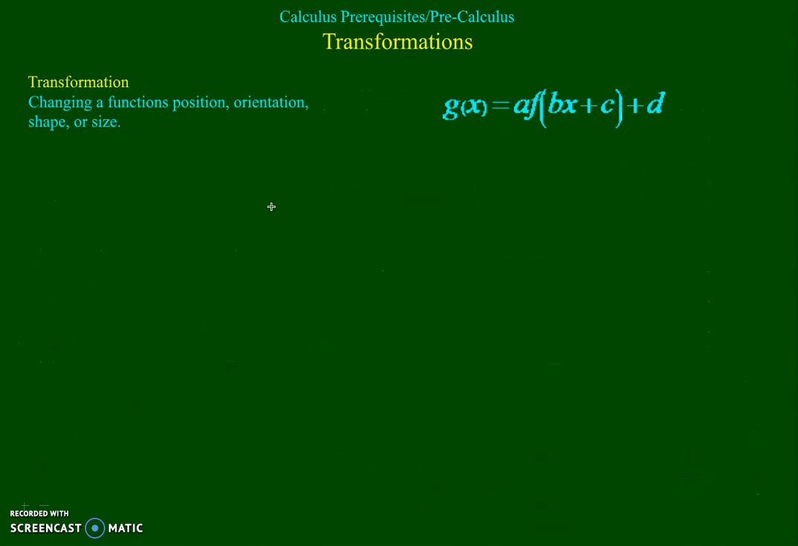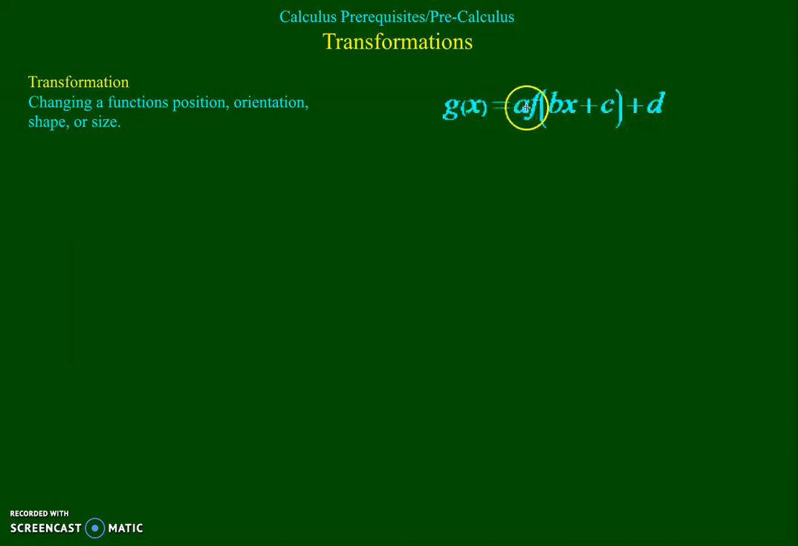Remember, a transformation is simply a changing of a function's position, orientation, shape, or size. The function being transformed, we're going to call f of x. And the image, or the transformed function, we're going to call g of x. We can do all these different manipulations. We can multiply by some constant out here, we can multiply the x value by some value, we can add or subtract a certain value to the x quantity, and we can add or subtract some value to the y quantity.